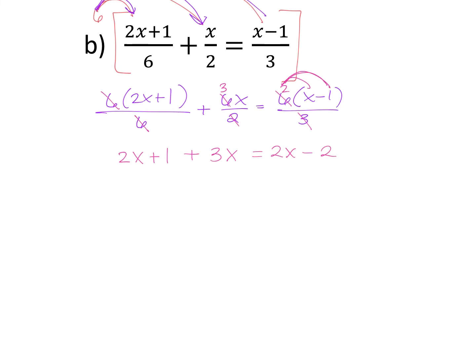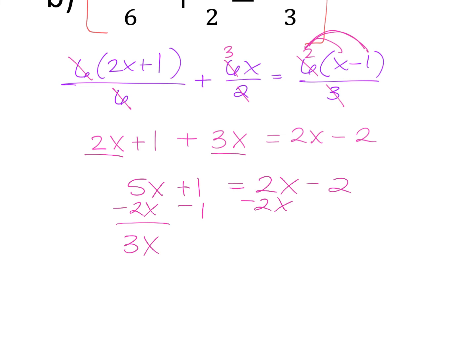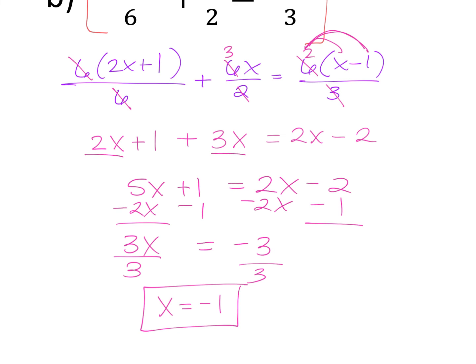Okay, and now again, basic algebra problem here. 2x plus 3x is 5x plus 1 equals 2x minus 2. Take away the 2x, you get 3x. Take away the 1, you get a negative 3 over there, and then divide by 3. So x is negative 1. Questions on that? Okay.